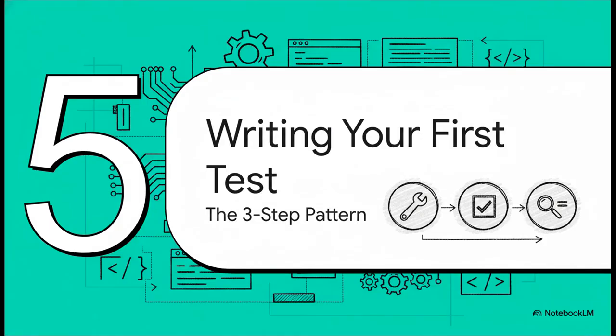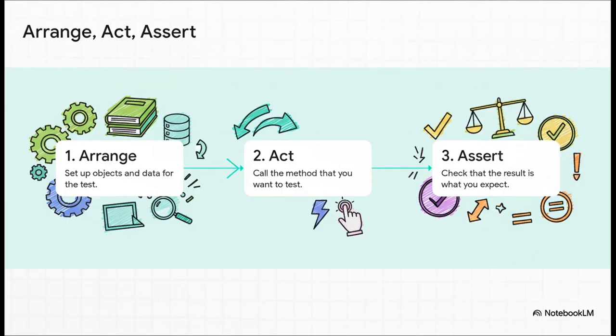And here's the best part. Writing tests isn't some complex, mysterious art. Pretty much every good unit test you'll ever see follows the same super simple three-step pattern. Let's check it out. It's called arrange, act, and assert. That's it. You set things up, you do the thing you want to test, and then you check the result. It's a clean, simple recipe for every single test.